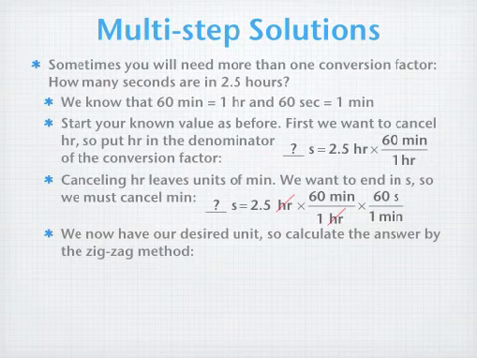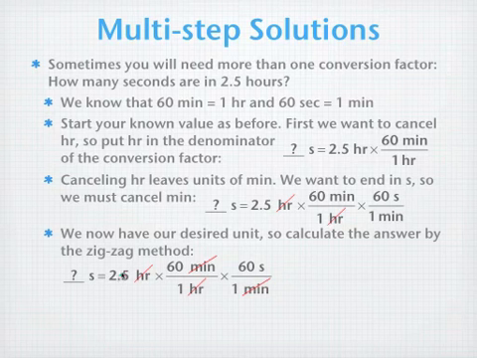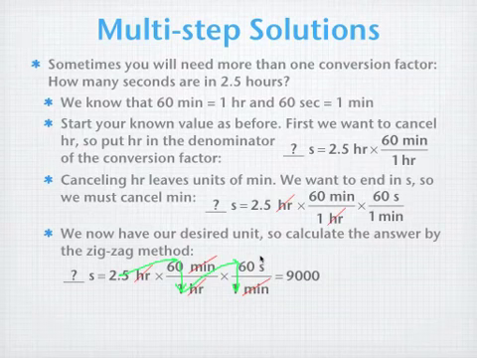Let's go ahead and calculate the math using the zigzag method. We have 2.5 hours times 60 minutes. Sorry, forget about the minutes, that wasn't there. 2.5 times 60 divided by 1. In this case, yes, we are dividing by 1. Sometimes we will have a number other than 1 in the denominator. Multiply by 60 again and divide by 1, and we get our answer. Our answer is, well, our numerical answer is 9,000.